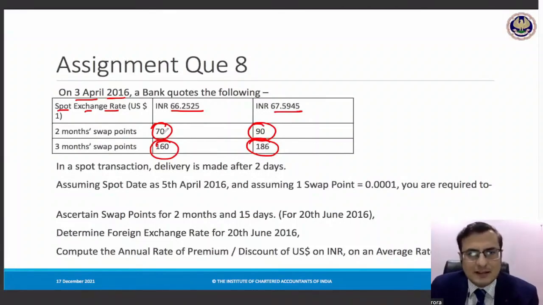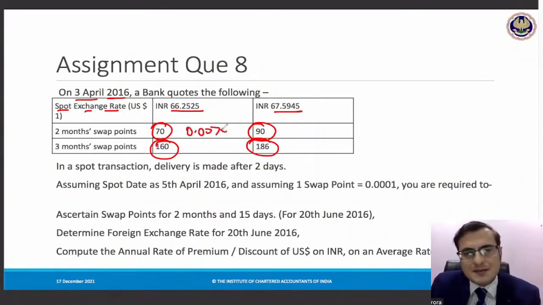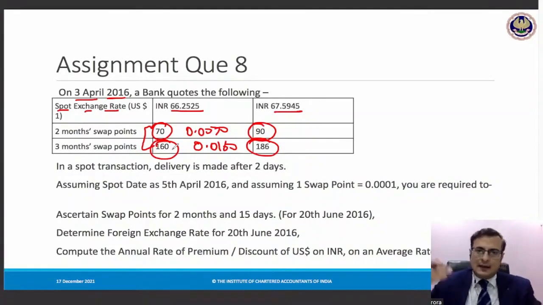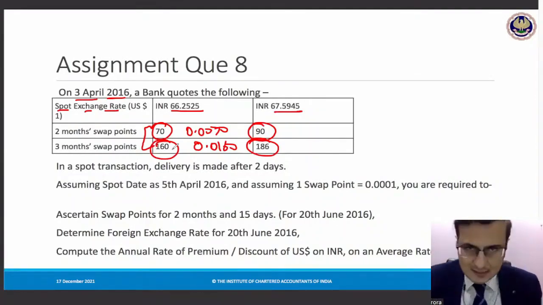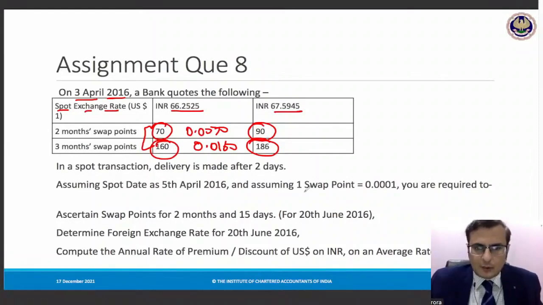Now I must tell you one thing, you might not be aware that these points are cumulative in nature. Sir, what does cumulative mean? I'm saying for the 2 months you have to add 0.0070, and this 0.0160, the 70 is included here. 70 is included in 160. It's a cumulative premium. As you increase your months, you have an increase in cumulative amounts. Clear? You will apply this in the question now. You don't worry.